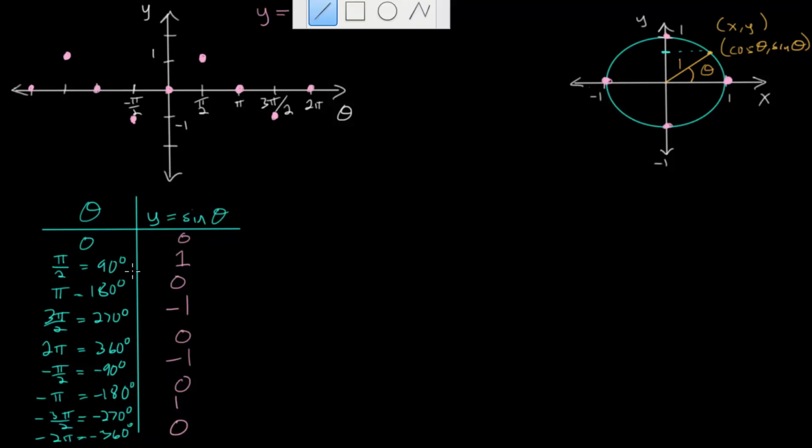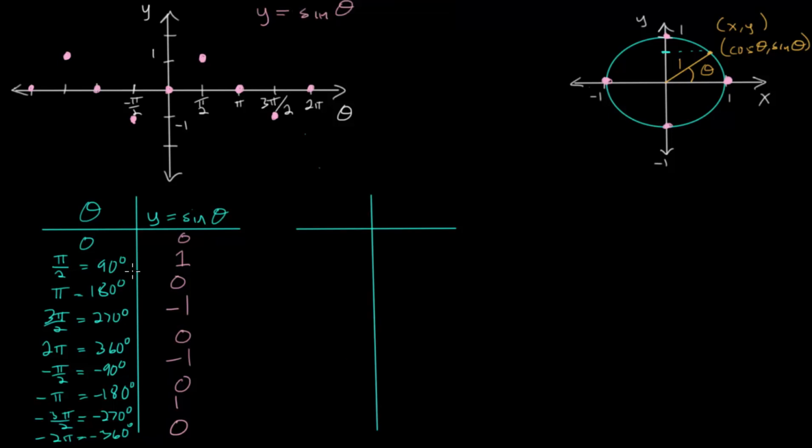So we can extend our table just a little bit further, and we can plot as many points as we want to get a more exact picture. But let's start by looking at pi over 4 radians, which is 45 degrees. And we can go from there.